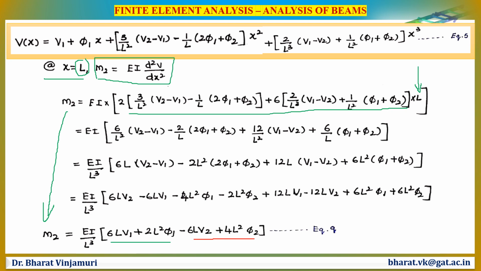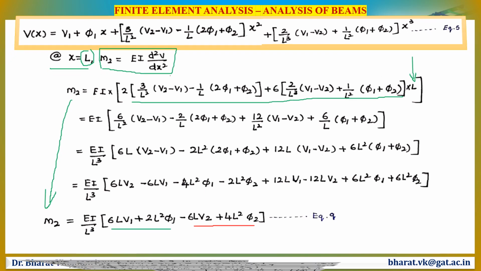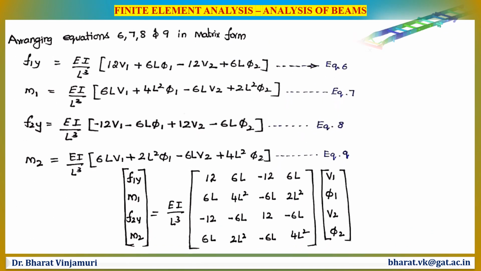So that is how we have found all the force vectors, 2 shear forces and 2 bending moments at node 1 as well as node 2. So arranging all the equations 6, 7, 8 and 9 in matrix form. These are the 4 equations which we have obtained. If you can see this, EI by L cube is the common thing which we have used, and these are the 4 equations. Equation 1, 2, 3 and 4.